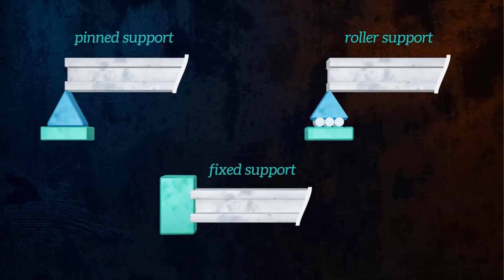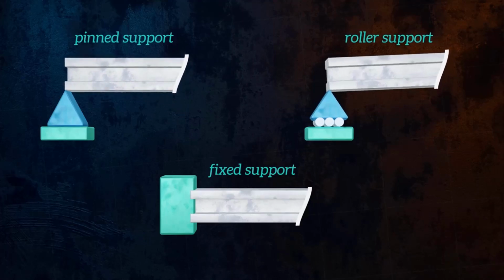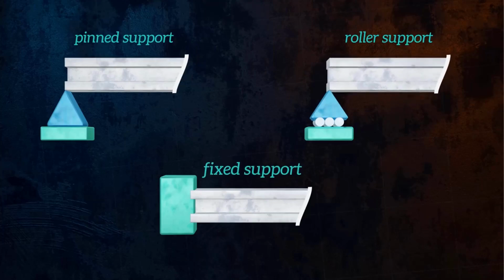Pin supports prevent vertical and horizontal displacements, but allow rotation. Roller supports prevent vertical displacements, but allow horizontal displacement and rotation. Fixed supports prevent all displacements and rotation.